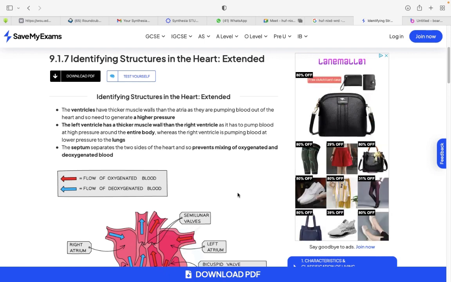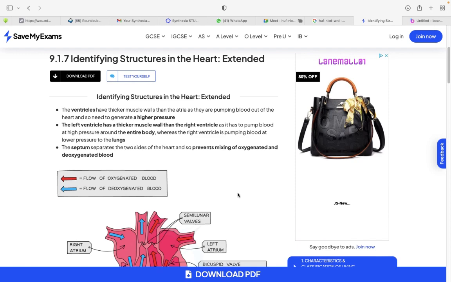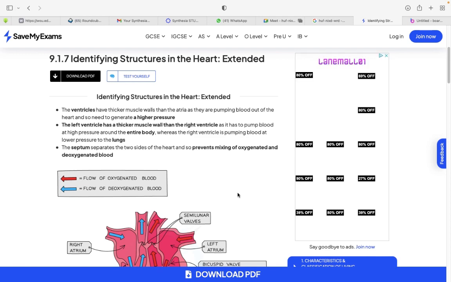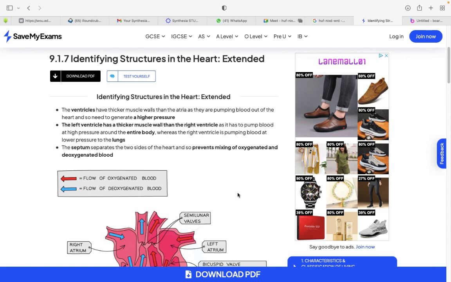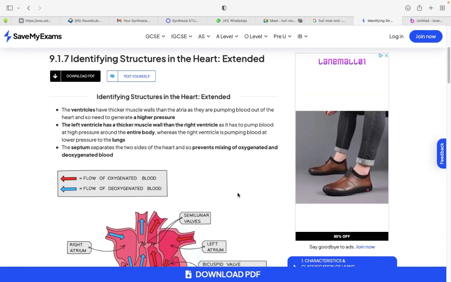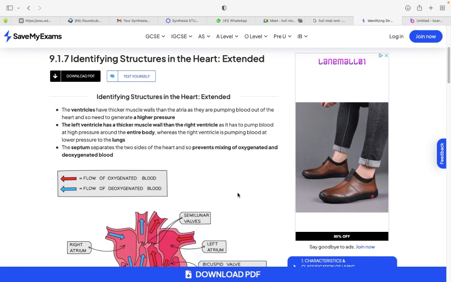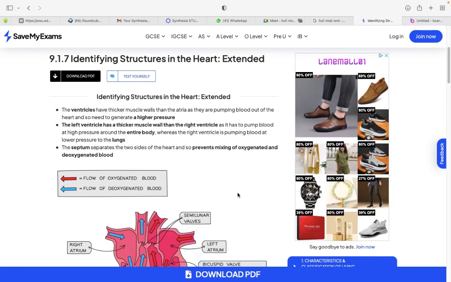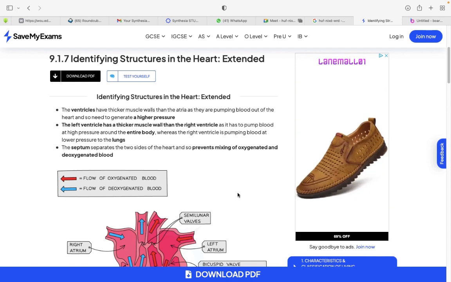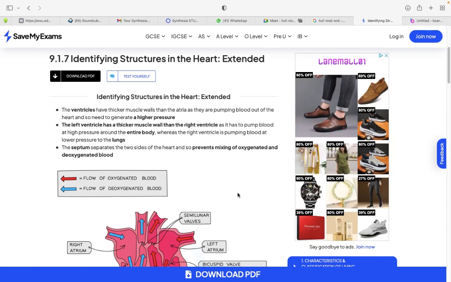Now, let's take a look. Let's start from the ventricle. The ventricles have thicker muscle walls than the atria. Why is that so? Ventricle and atrium: atrium is the singular, atria is the plural. These are the two main names that form the chambers of the heart.